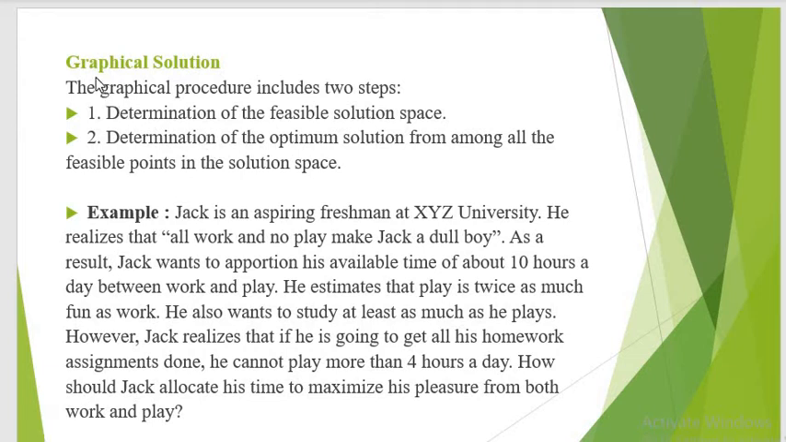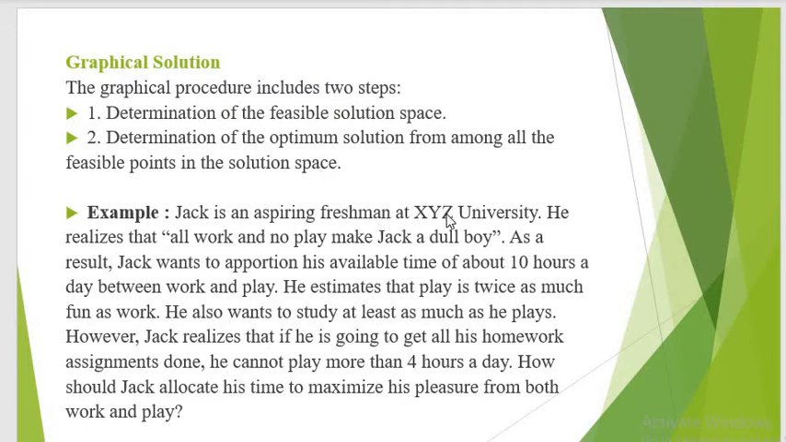Now we will see the graphical solution of a linear programming problem. The graphical procedure includes two steps. First is determination of the feasible solution space. Second, determination of the optimum solution from among all the feasible points in the solution space. We can see an example.